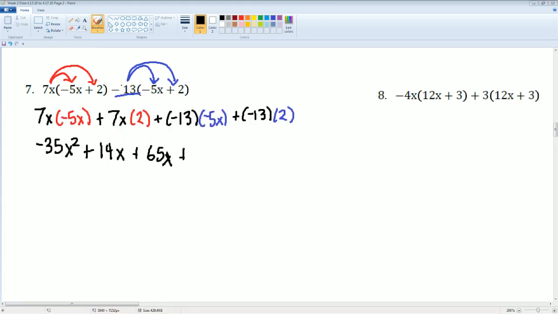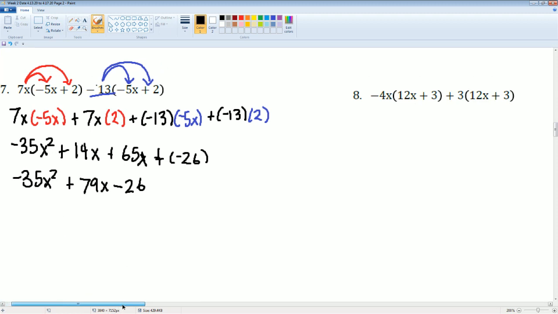Always double check your work. Doesn't hurt to double check your work. This was negative 26. I'm just going to rewrite it. Negative 35x squared plus 14 plus 65 becomes 79x. And this is a plus negative 26, so you can just write minus 26 here. Okay? So, good. Do you see how 7 is done? Because you're going to need 7.